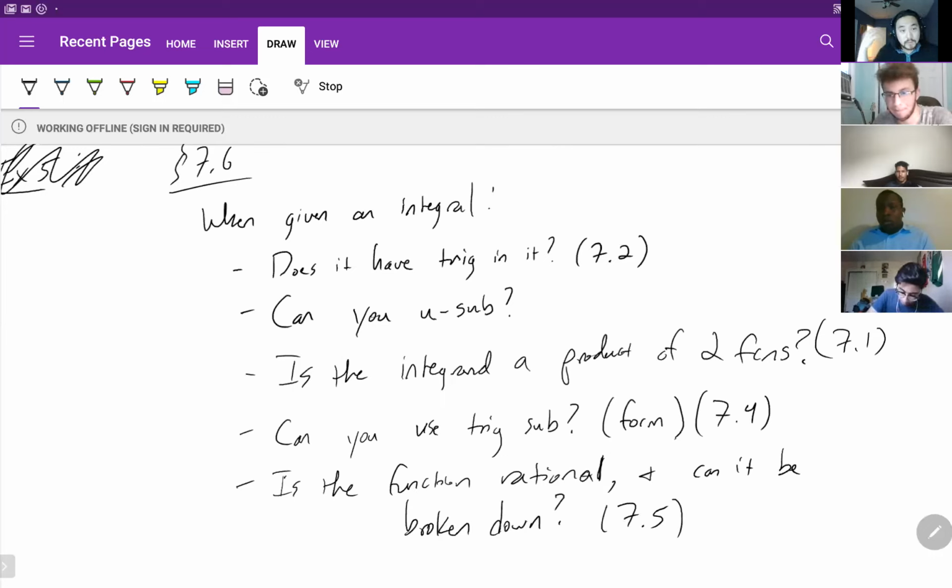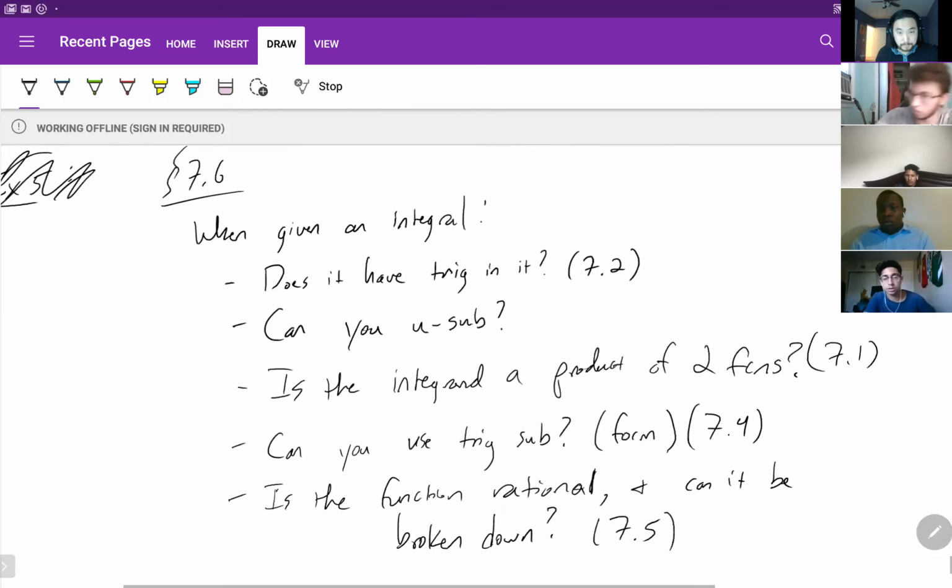So these should be the thoughts going through your mind when given an integral problem in Calc 2. Does it have trig in it? Can you use sub? This is what you should be looking at. Once again, following the theme: can I rewrite this into something that I can integrate?